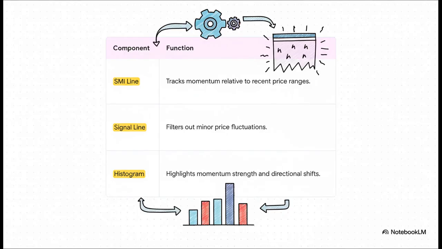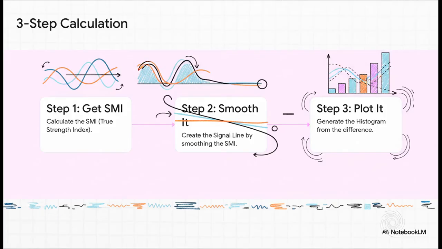Okay, let's look under the hood. There are really three key parts working together. You've got the SMI line, which is kind of like the engine of the whole thing. Then you have the signal line, which is a smoothed out version of the SMI, and its job is to act as a filter. And finally, you have the histogram. Honestly, this is the part you'll probably look at the most. It just visually shows you the difference between the other two lines, giving you a super clear, at-a-glance picture of momentum.